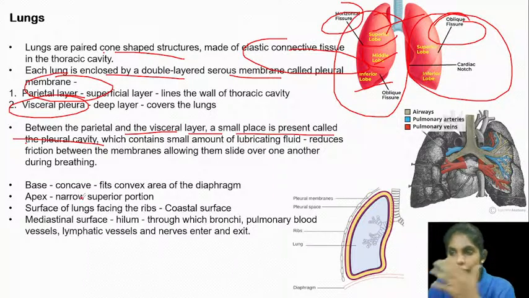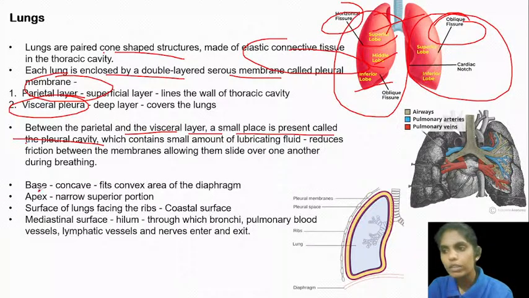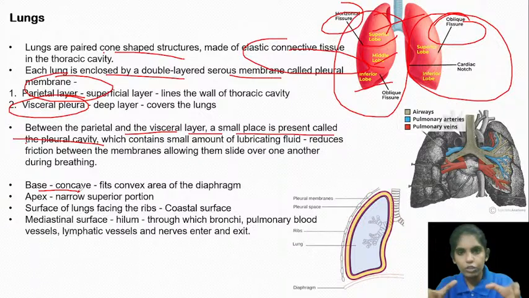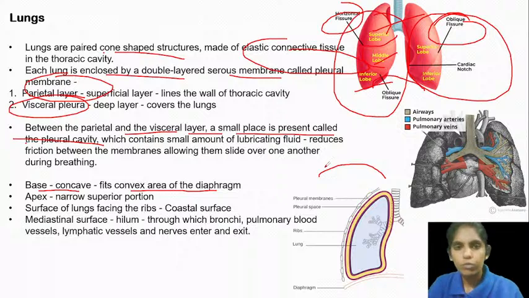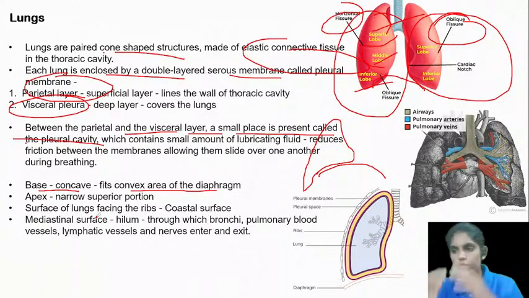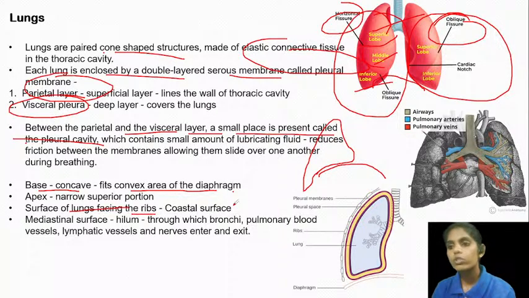And let us know the different sides of the lungs. The base of the lungs is concave shaped, and it fits into the convex area of the diaphragm. So this is the diaphragm, which is convex shaped, and the lungs are concave shaped. The base of the lungs is concave shaped, and the apex is a narrow portion. The surface of the lungs facing the ribs constitutes the costal surface.